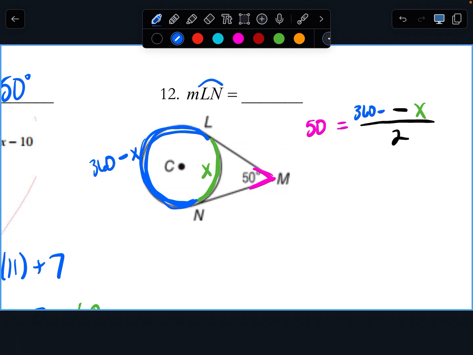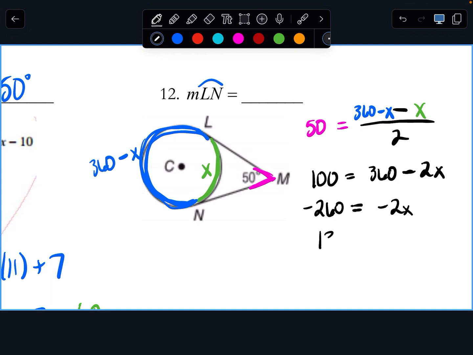So when you solve it though, people do like goofball mistakes. So like, when you solve this, you get 100, and then you get 360 minus 2x, right? Because you have two x's. The x is for the first arc, and then you have to subtract because that's like the formula. So you're going to subtract the two x's, subtract over 300 or 360. So you get negative 260 equals negative 2x, divide by negative 2, so 130. So, I don't know. I thought that one's kind of hard. So that's it. You have a worksheet.